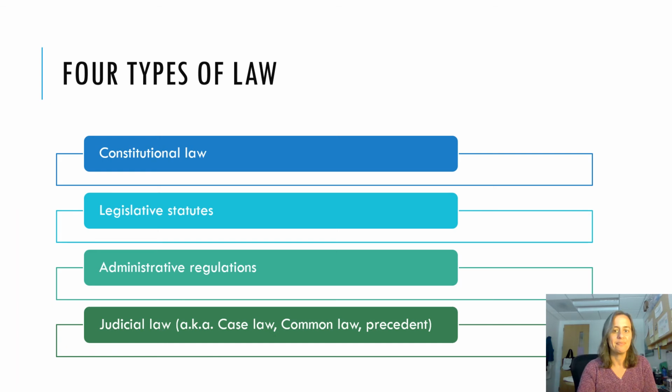Okay. So four types of law, right? Founding documents, constitutional law, things that our legislature passes, U.S. Congress or state legislature, administrative regulations from the executive branch, be that the White House and other federal agencies underneath it, or at the state level, where we have a whole executive branch as well. And then judicial law or case law, which is interpretations of laws and policies made by judges that then set a precedent.